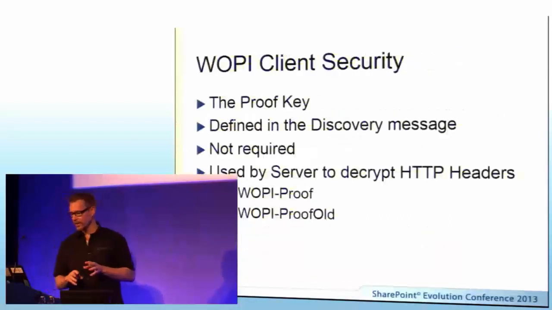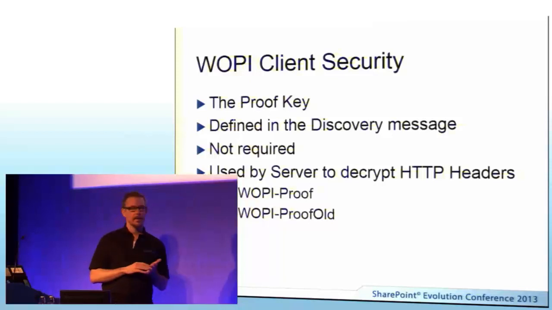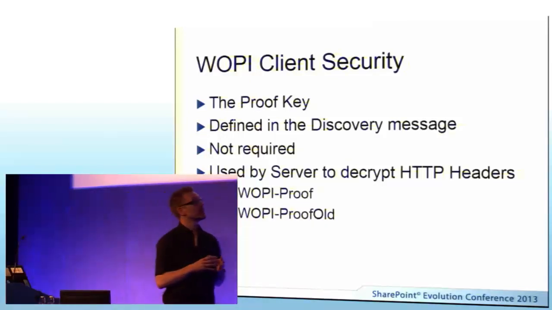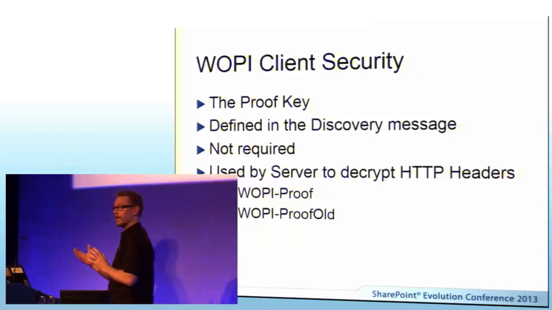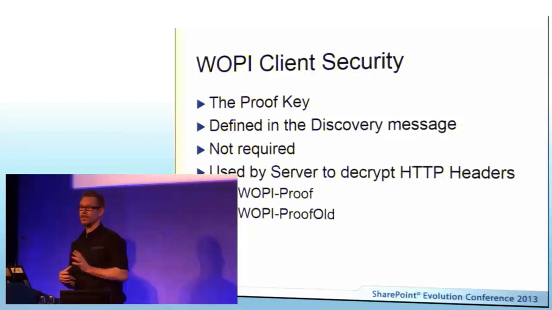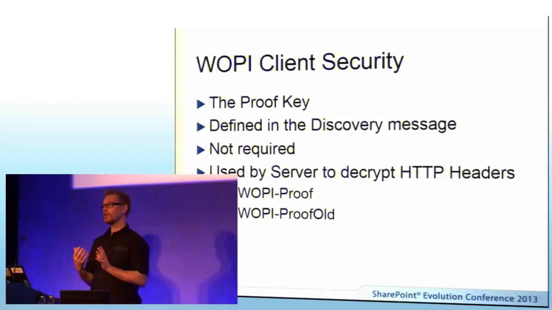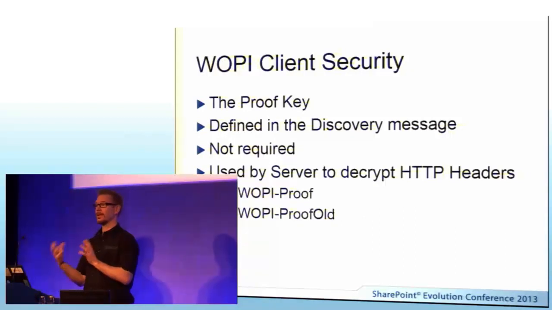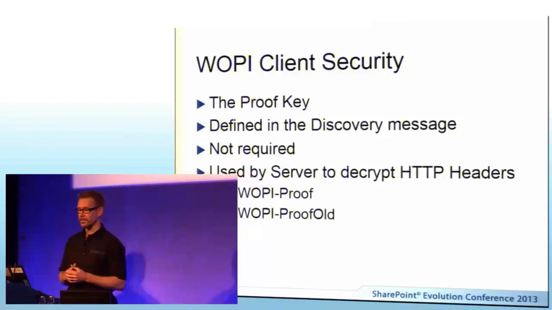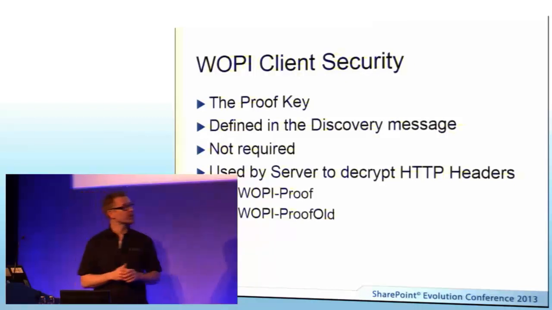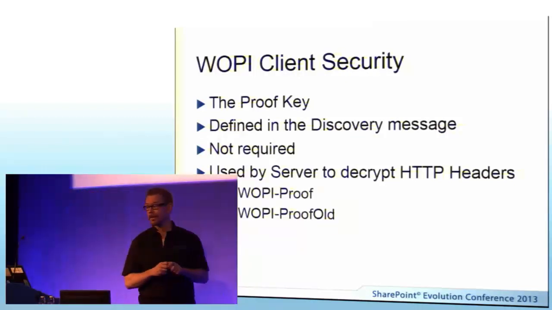So if we take a look at the security pieces here, the WOPI client implements security through this proof key. We saw the public key in the discovery XML, and the server uses that to decrypt the proof key sent in the HTTP header to validate that this is a valid request, it's coming from the correct machine and the correct server, etc. And it's not required according to the specification.